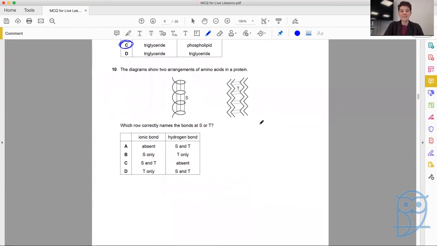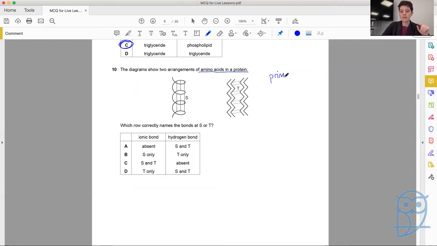So question 10. Diagrams show two arrangements of amino acids in a protein. Okay, so amino acids in a protein. Which row correctly names the bonds at S or T? So we need to look nicely. Here we have loops, and here we have zigzags. We should be thinking about arrangements of amino acids in a protein. So we have a few.